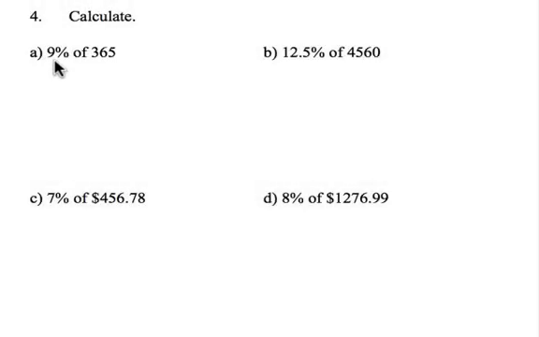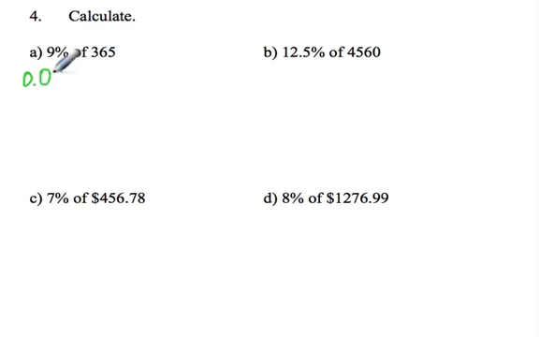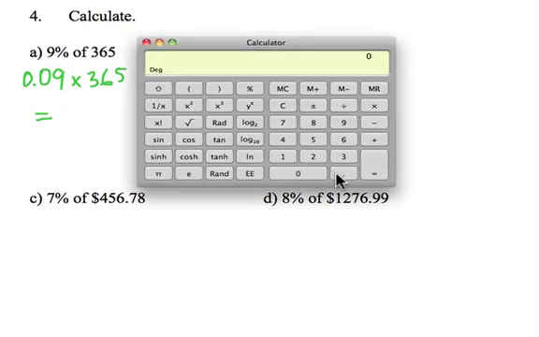Here we have to calculate a percent of a number. So to calculate 9% of 365, there are a couple things you can do. You can either change 9% to a decimal number and then multiply by 365, or you could set a proportion. We are going to change the 9% to a decimal number. 9% is 0.09, and 0.09 times 365 equals 32.85.